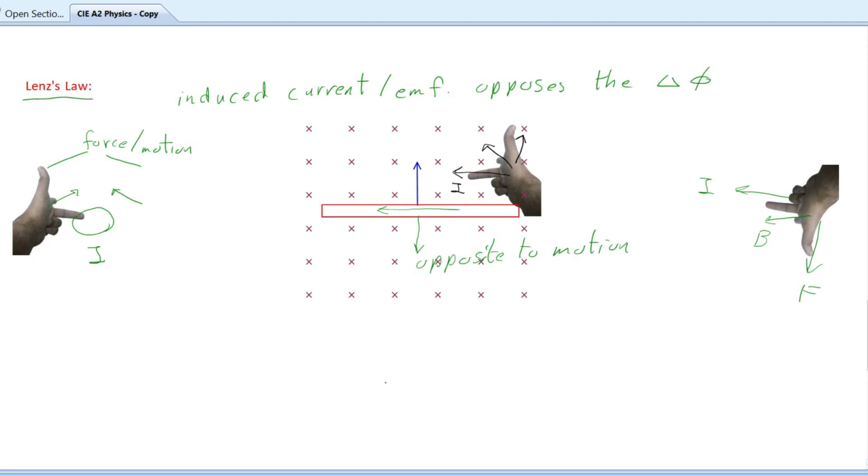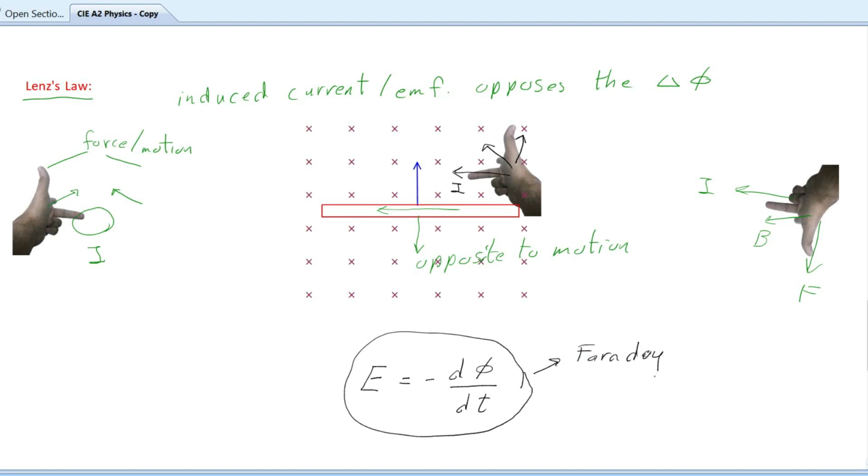So this gives us a new representation for Lenz's law and Faraday's law together. So the induced EMF will be equal to the rate of change of flux linkage, d phi by dt, but with a negative sign. This represents that the induced EMF is opposing the change in flux linkage. So this is a combination of Faraday's law and Lenz's law.